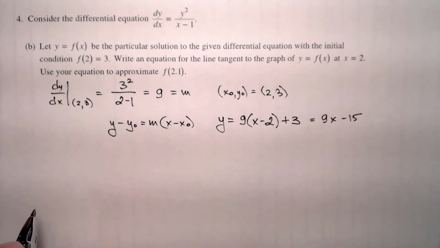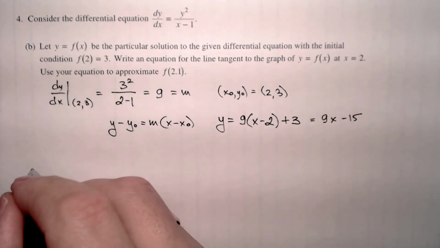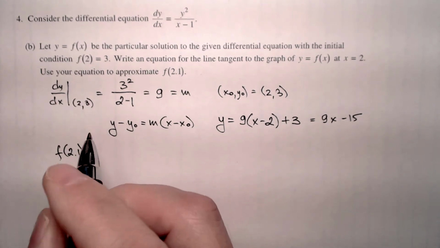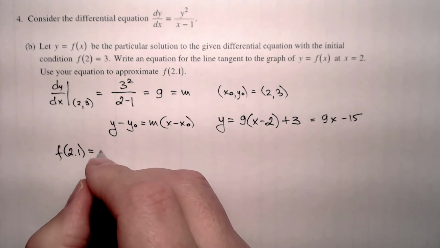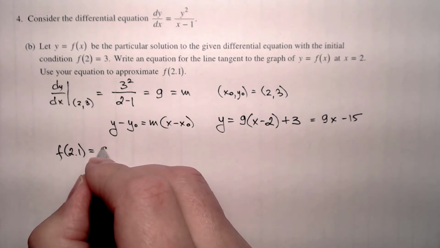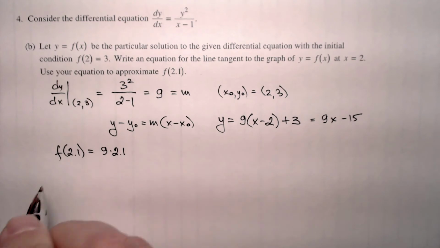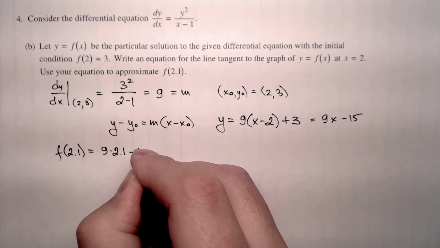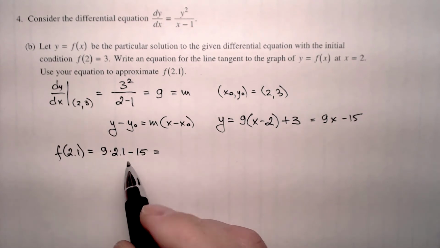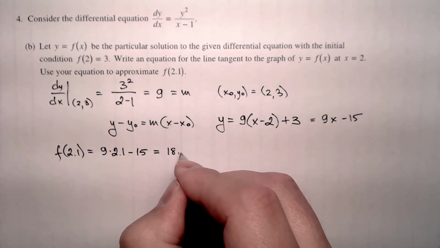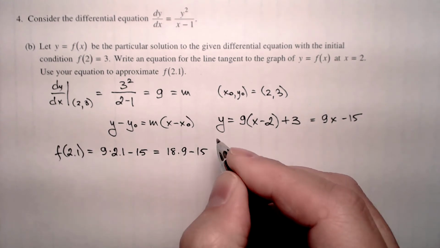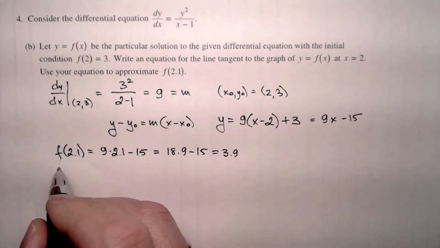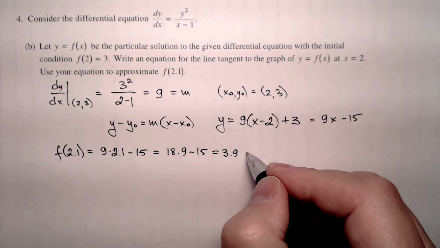And so let's approximate f of 2.1. f of 2.1 will be approximately 9 times 2.1 minus 15, which is 9 times 2.1, that is 18.9, minus 15. This is equal to 3.9. So f of 2.1 is approximately equal to 3.9.